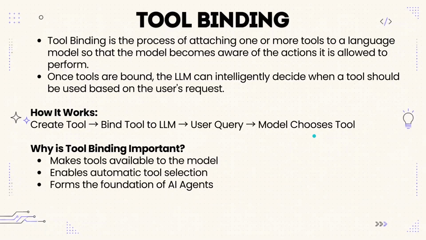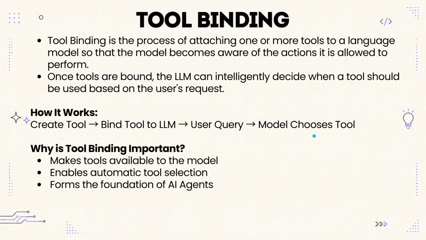So the next concept is tool binding. Tool binding in very simple language is the process of attaching one or more tools to a language model so that the model becomes aware of the actions it is allowed to perform. Once the tools are bound, the LLM can intelligently decide when a tool should be used based on the user's request. In very simple language, I want to explain that creating tools isn't enough. The model also needs to know that these tools exist. And this process is exactly called tool binding.